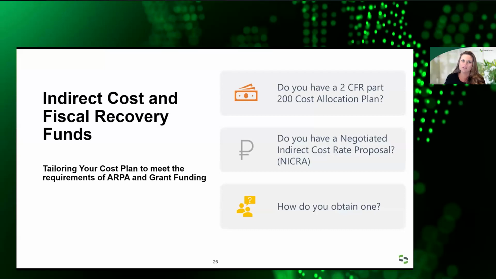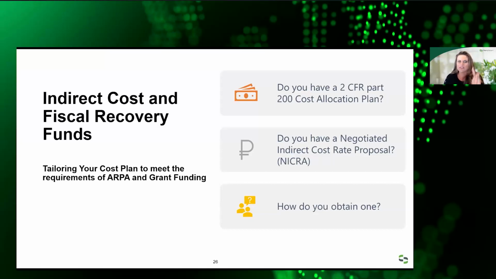Okay, indirect costs and fiscal recovery funds. If you have a negotiated rate, then that's great. You're already steps ahead and we can start doing that. But then also, how do you obtain one? So we're obtaining them. You would submit to a cognizant agency to do that.